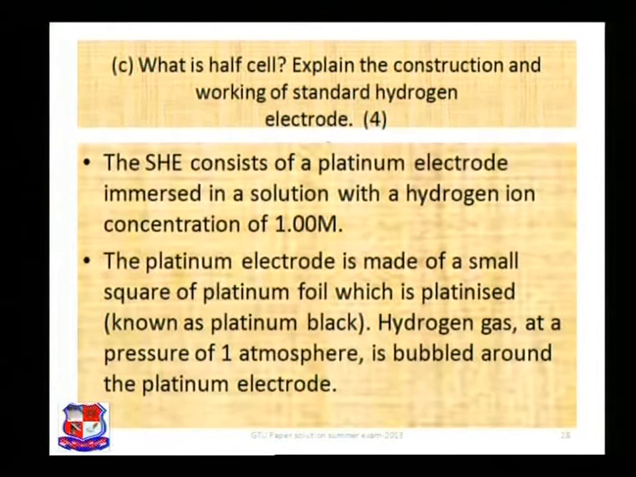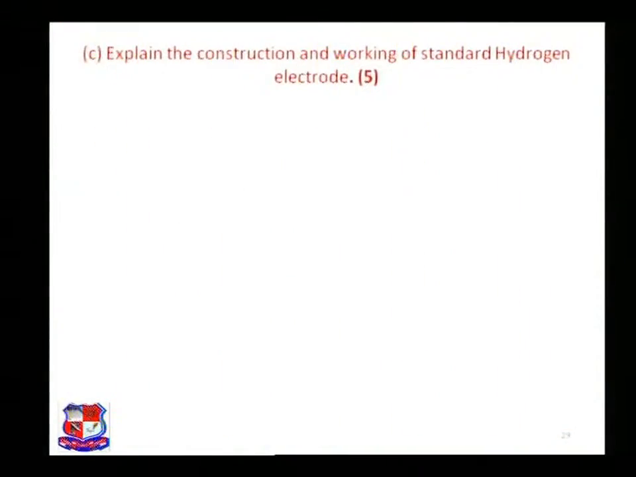What happens? The platinum electrode is there, you are dipping it in your HCl solution which has a concentration of 1 molar, then you are passing hydrogen gas through it at 1 atmospheric pressure. Whatever is said in this construction will be shown to you in the diagram with some animation. Just have a look at it in order to realize the concept. See the things.